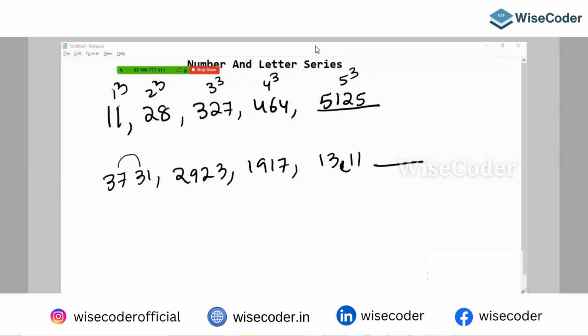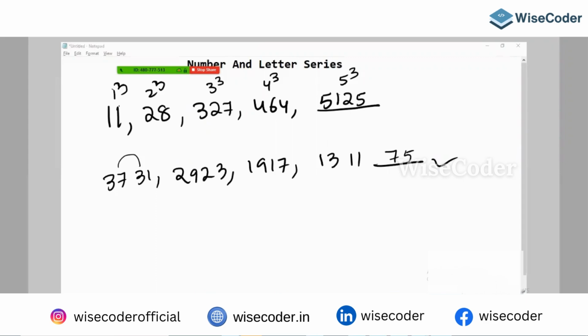So what is the next number? The next prime numbers are 7 and 5. So the answer is 75. These are different types of series, so please concentrate on these kinds of series whenever you are solving them.